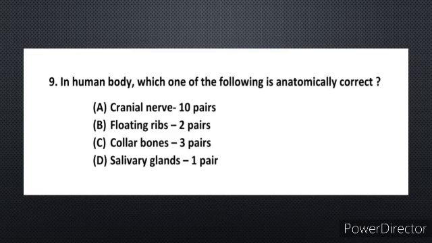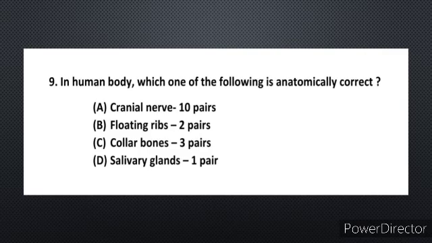Fourth one, salivary glands. What are the salivary glands? Parotid, submandibular, sublingual. So there are 3 pairs, one on each side. But they have given 1 pair, so this option is also wrong. Let's move to the second option, floating ribs. They have given 2 pairs of floating ribs. It's absolutely the correct answer. There are totally 12 pairs of ribs.